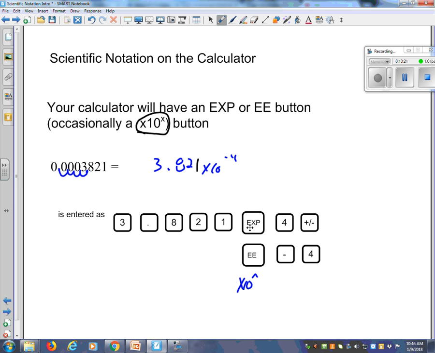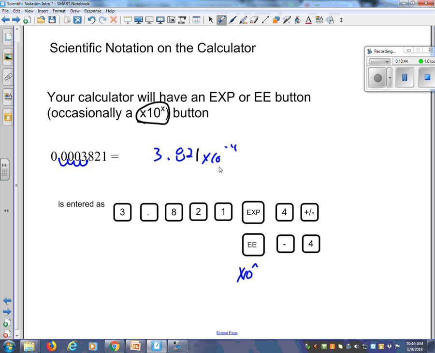3.821 EXP. Now some of you are going to go 4 and then the plus minus, and some of you are going to have to go plus minus and then the 4. You just have to figure out which way your calculator is. Some of them are what they call reverse Polish. That's the actual term. It's not a stereotype against Polish people. Has everyone got 3.821 times 10 to the minus 4 on the calculator?